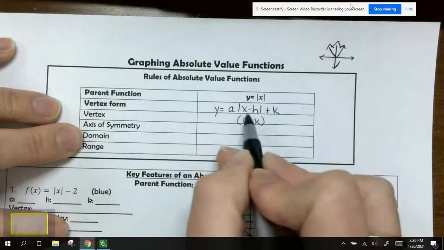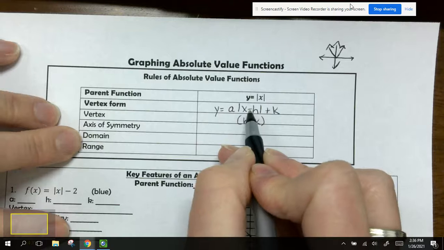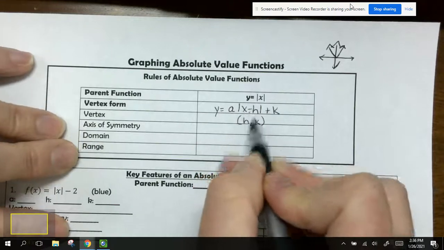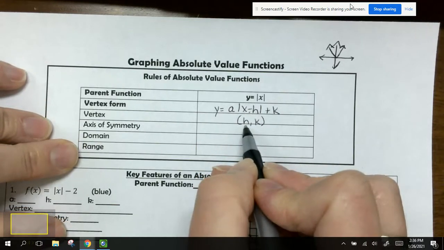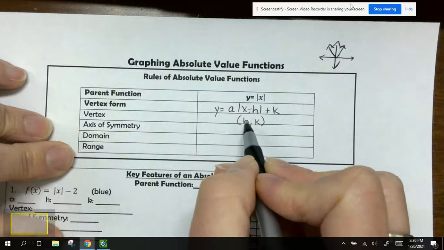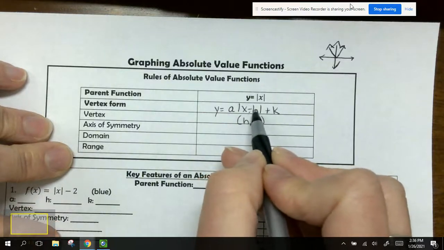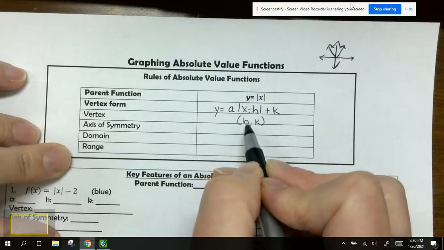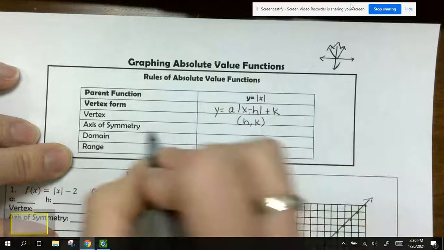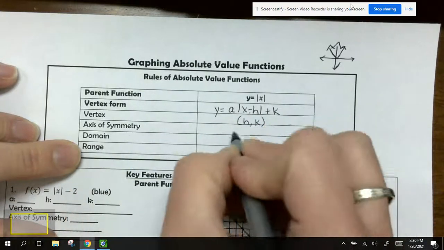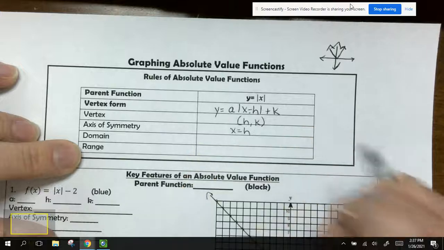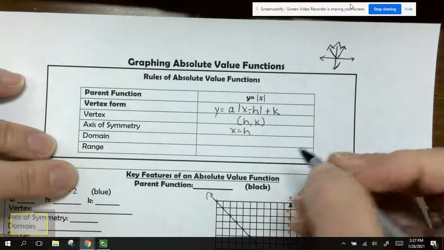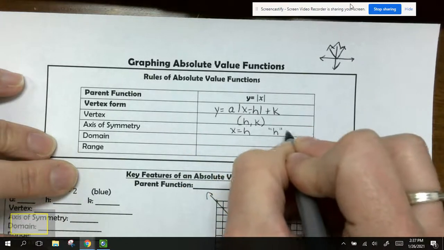Now I want you to notice that there's a minus sign there. So if in our problem we had x minus 3, that means h would be 3. It wouldn't be negative 3. Okay? If this were x plus 3, then this h would be a negative 3. So we have to pay attention to that. The axis of symmetry is always at x equals h, whatever h is. So that is your h value.